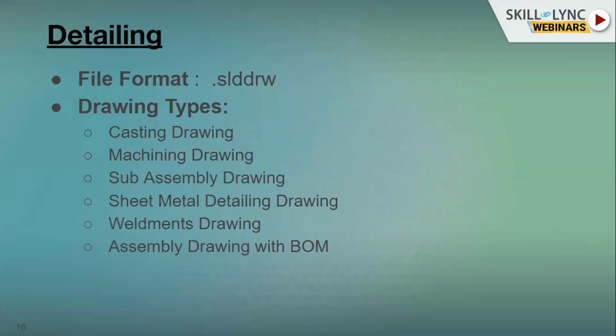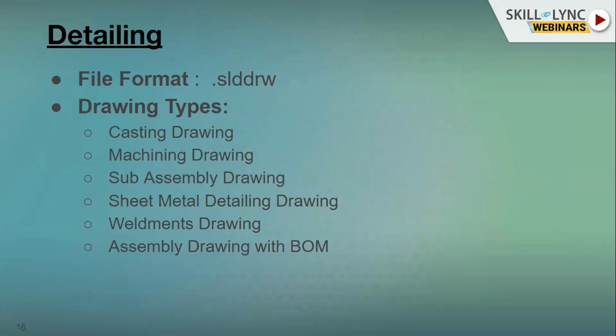And then we have the third important file format, that is detailing. Whatever designs we make should be translated into measurable dimensions, that is in a drawing file, which is .SLDDRW. So DRW is nothing but drawing, SLD is SolidWorks. So the file format for making the two-dimensional drawing is .SLDDRW.